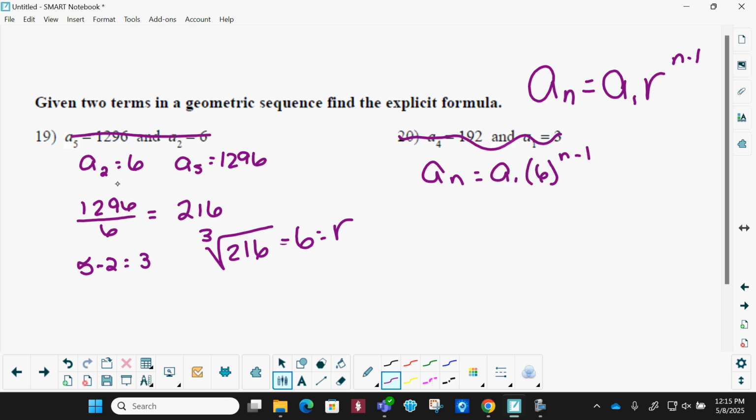Now we've got to go and use either one of these. I'm thinking I like this one, so I'm going to use A of 2 equals 6. And this will be my AN, and this will be my N. Give me a half second.